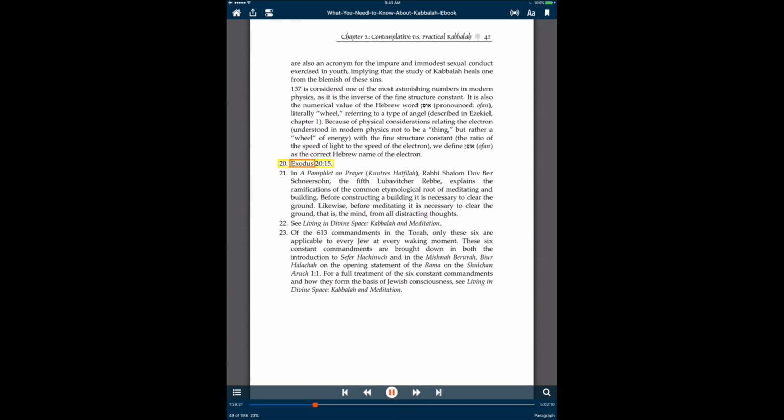20. Exodus 20:15. 21. In a pamphlet on prayer, Kuntres HaTefilah, Rabbi Shalom Dov Ber Schneersohn, the 5th Lubavitcher Rebbe, explains the ramifications of the common etymological root of meditating and building. Before constructing a building it is necessary to clear the ground. Likewise, before meditating it is necessary to clear the ground, that is, the mind, from all distracting thoughts.